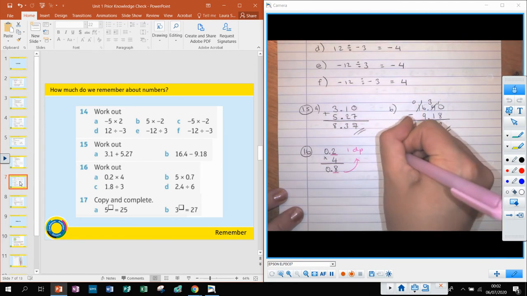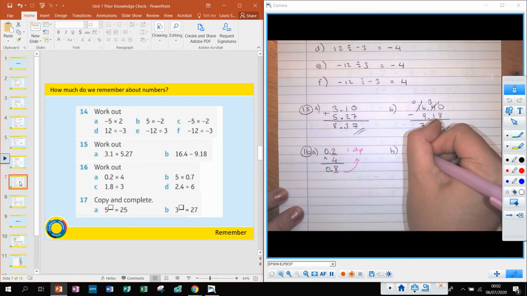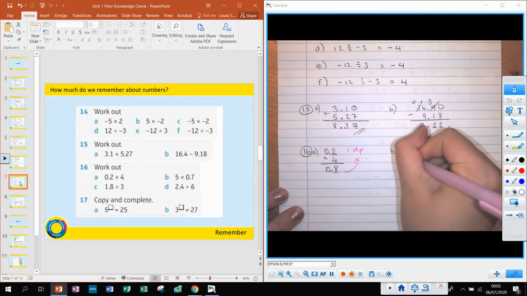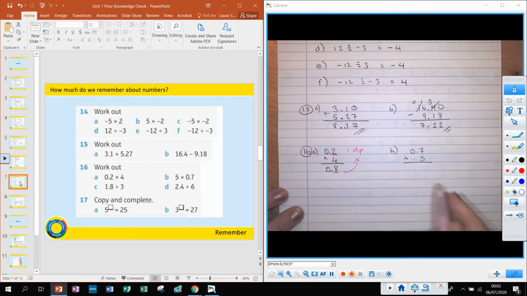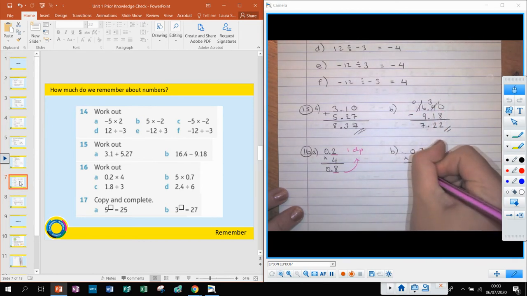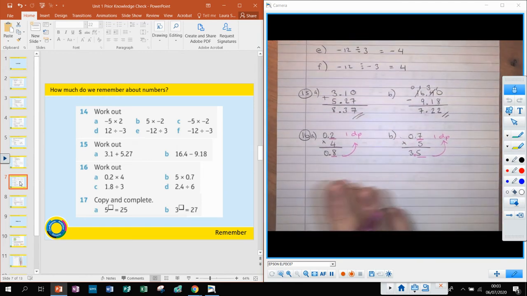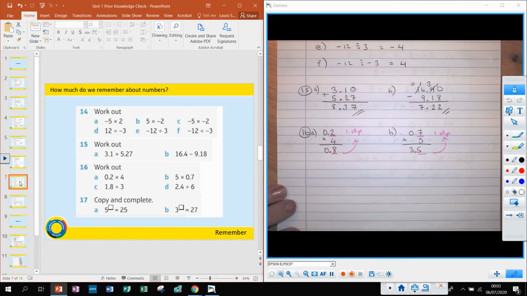So let's try part B as well. Part B says 5 times 0.7. So 0.7 times 5. Right, ignore the decimal. 5 times 7 is 35. But we do have 1 decimal place. And so our answer should also have 1 decimal place. So it's 3.5. Right, I hope you get that. You multiply as if it was just normal integer values instead of decimal values. And then at the end, we put in our decimal places.